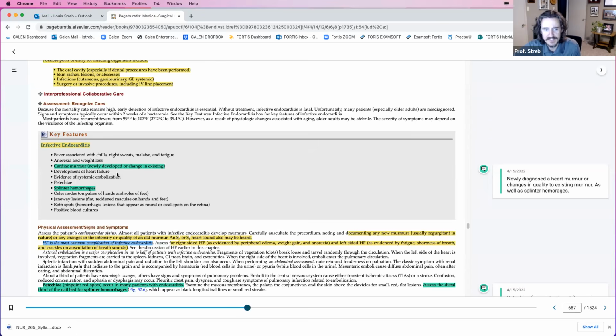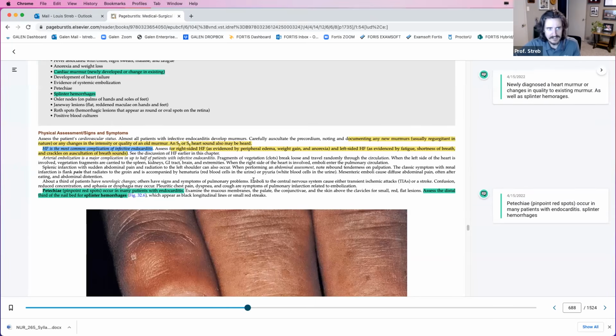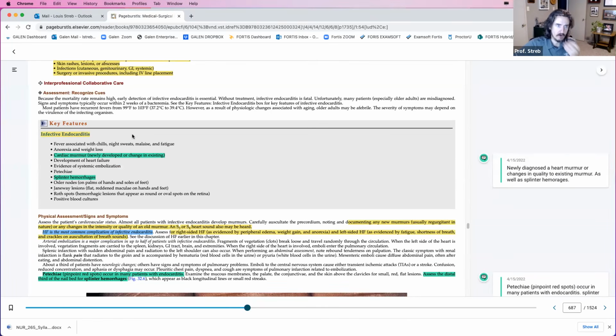You will hear new onsets of murmurs. It even says so here in your book. The documentation of new murmurs could be a sign of infective endocarditis. Changes in existing quality or intensity of a murmur could be infective endocarditis. I think about these things. Also, splinter hemorrhages, where your fingernails start to do this. Signs and symptoms of, once again, infective endocarditis.